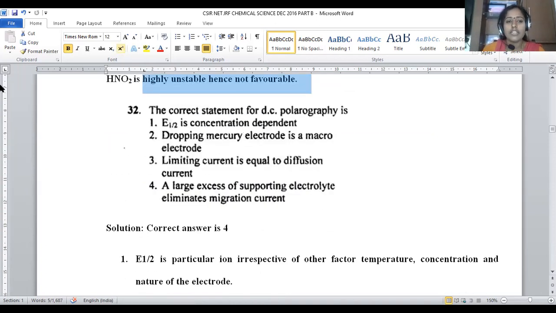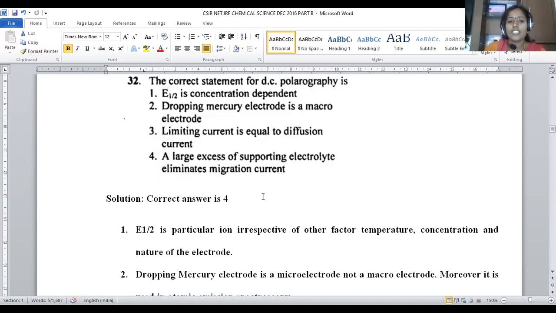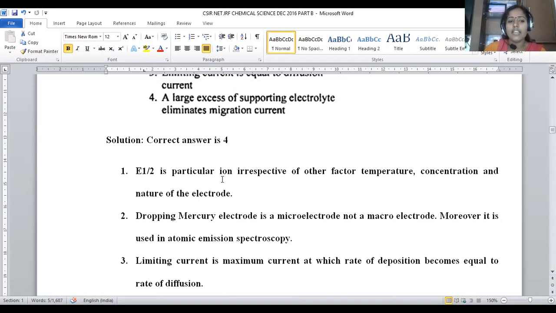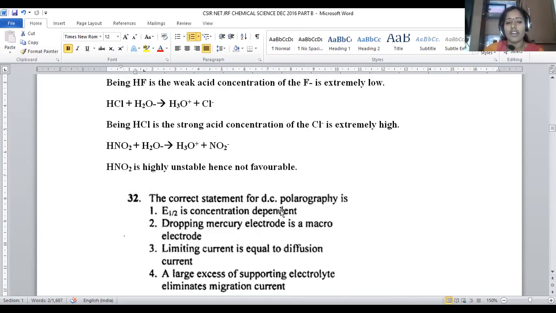Let us move on to question number 32. The correct statement for direct current polarography is. So when DC polarography is considered, what is the correct statement we have to go with? E naught is concentration dependent. Let us see. E naught is particular to an ion, irrespective of other factors: temperature, concentration, and nature. So E naught mainly depends upon the ionic nature, but not on the temperature, concentration, or the nature of the electrode. So it is independent of all these factors, and concentration dependent is the wrong statement.